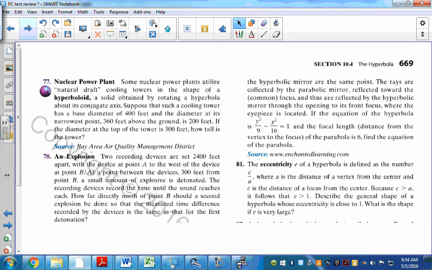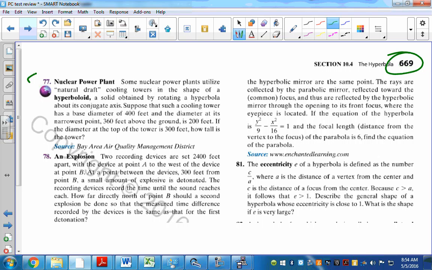Here's a problem out of the hyperbola section, 669. It's an exercise set, and it's got nuclear power plant, hyperboloid, and it's asking questions there. So you do have examples and exercises that have applied problems. Expect a couple of applied problems. One might be an ellipse, the other might be a parabola. You might have an ellipse and a hyperbola. You might have a hyperbola and a parabola.